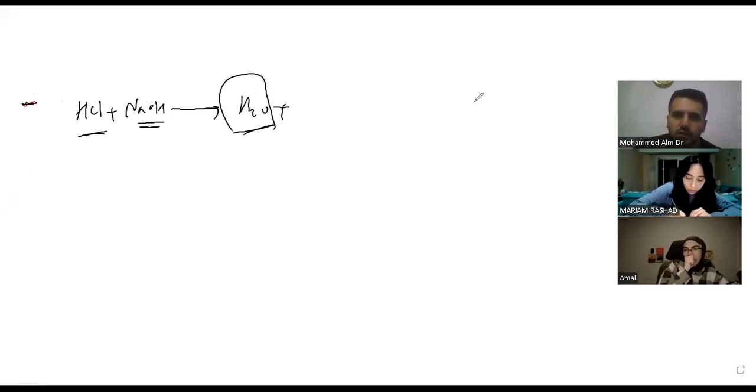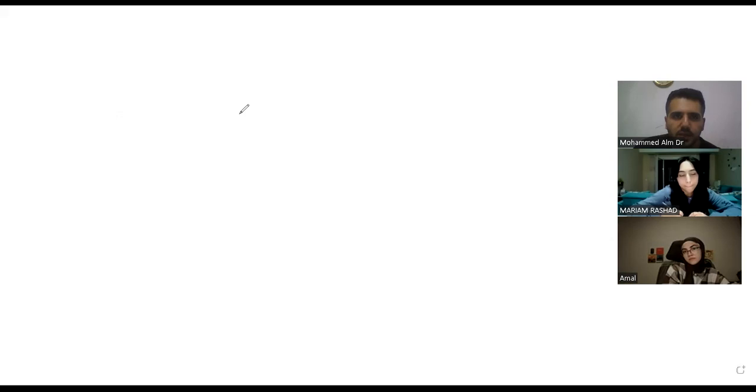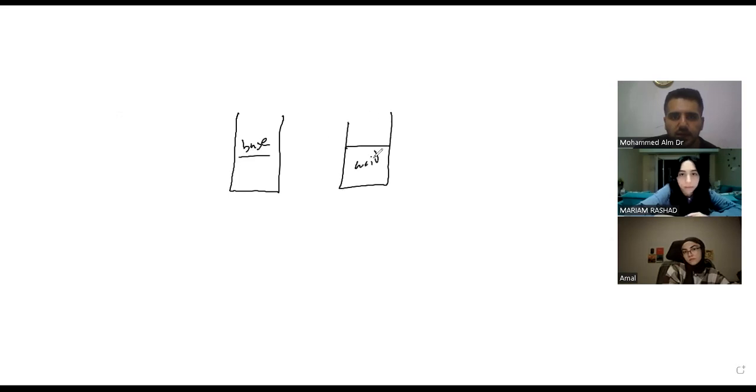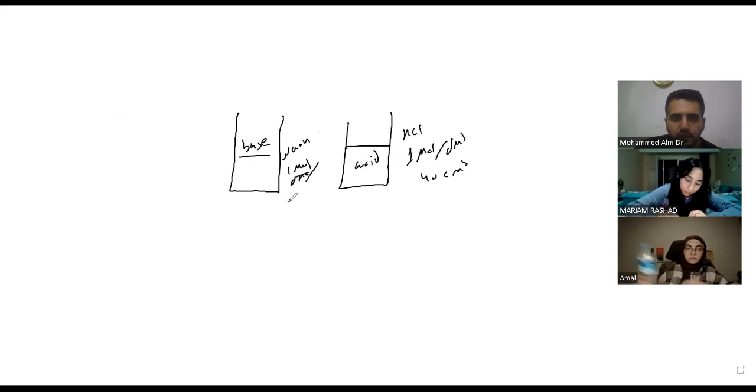To do an experiment like this, we will need a beaker. Inside this beaker, we have, for example, a base, and in another beaker we have an acid. Let me say HCl here and NaOH, the simplest things. Let's say the HCl is 1 mole per decimeter cubed, and its volume is 40 centimeter cubed. And then NaOH is also 1 mole per decimeter cubed, and its volume is 40 centimeter cubed.